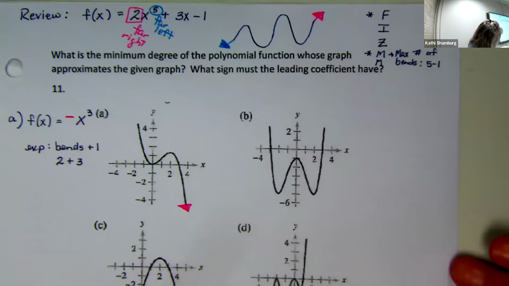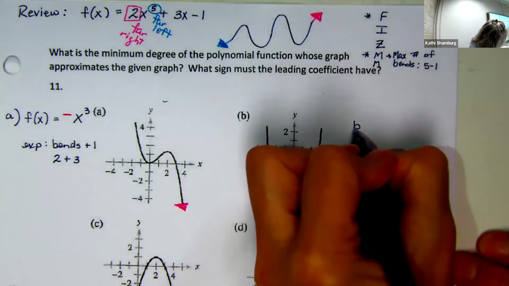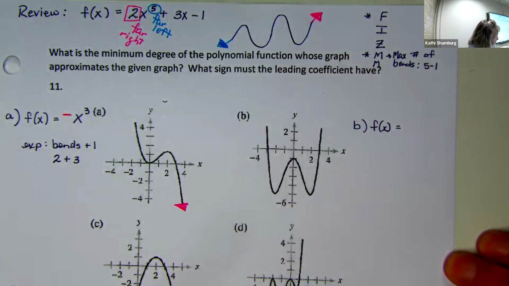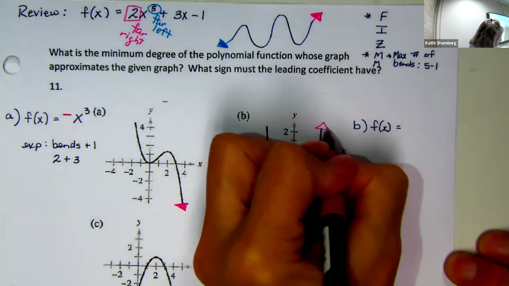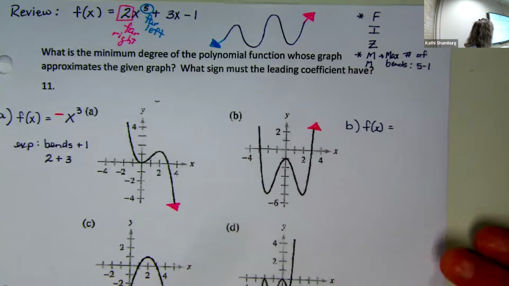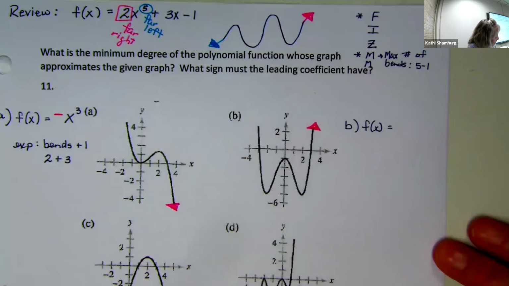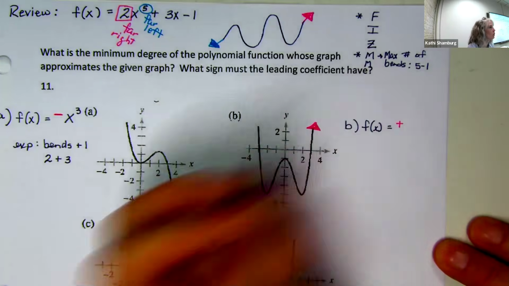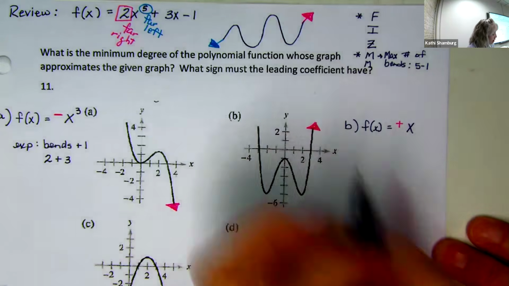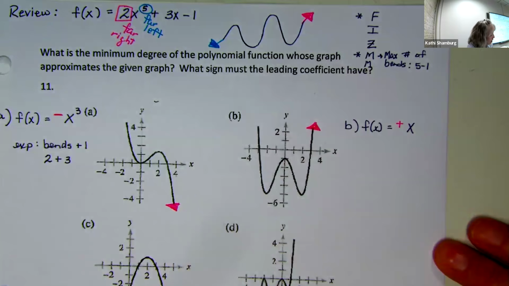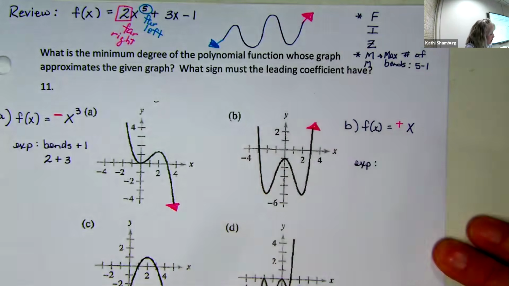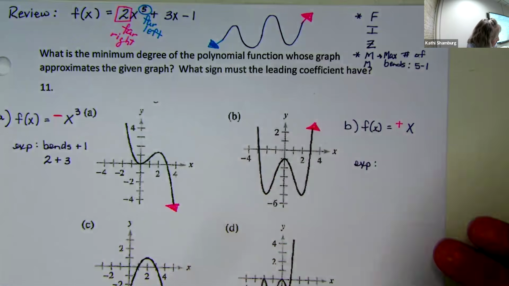And so we're going to do that same thing. So I go to B, f of x. I'm going to look at the far right behavior. It is up. So I know that the leading coefficient is what? Positive. I'm going to go ahead and put a plus, but of course, when it's positive, we don't typically, but just so you know where it came from in notes. And now I want to know my degree or my exponent. So how many bends do I have?